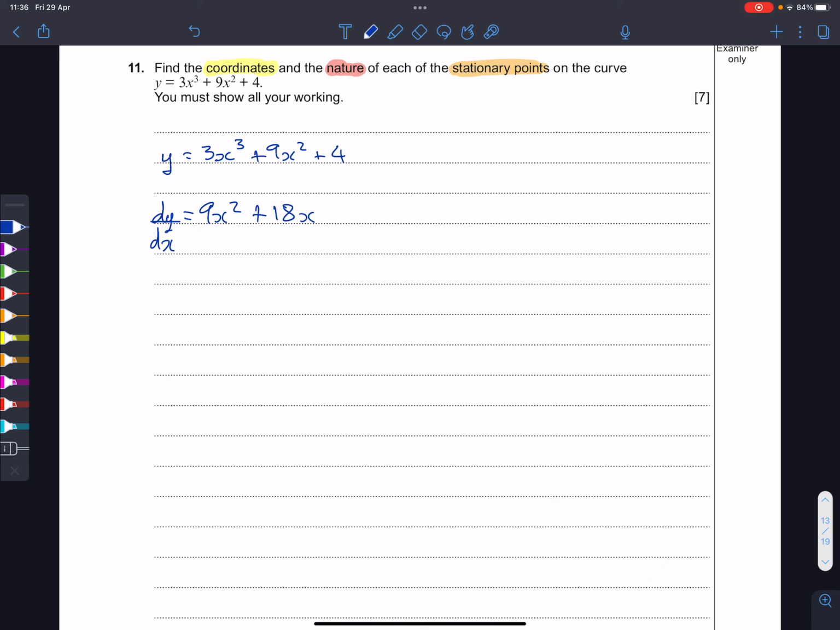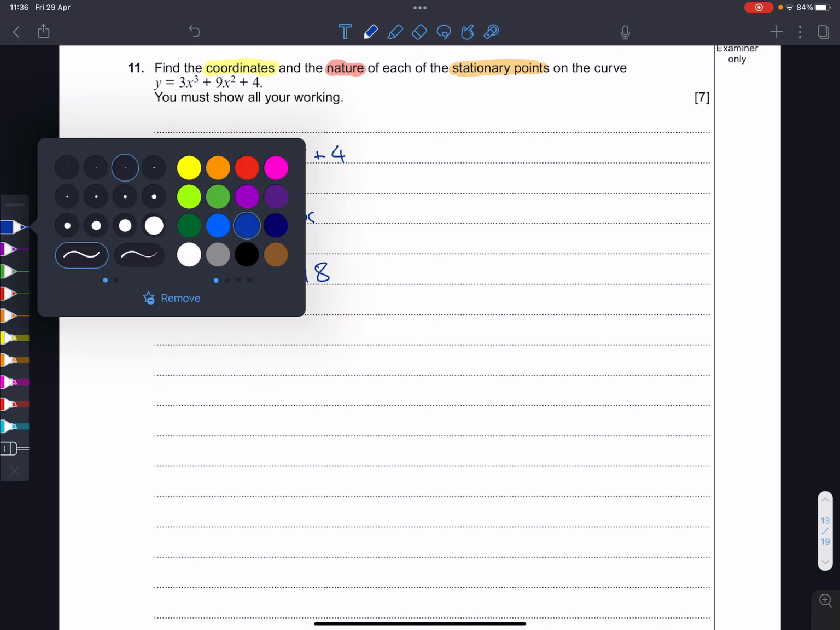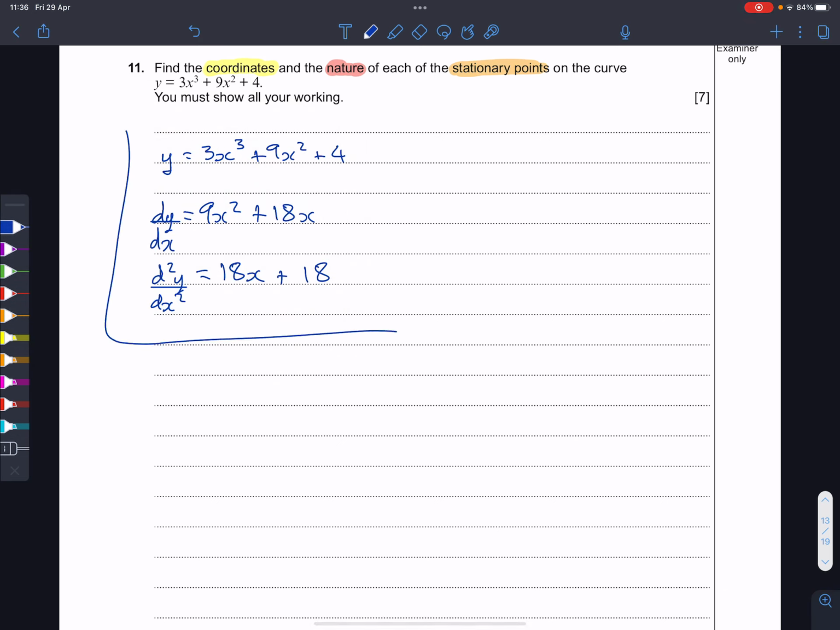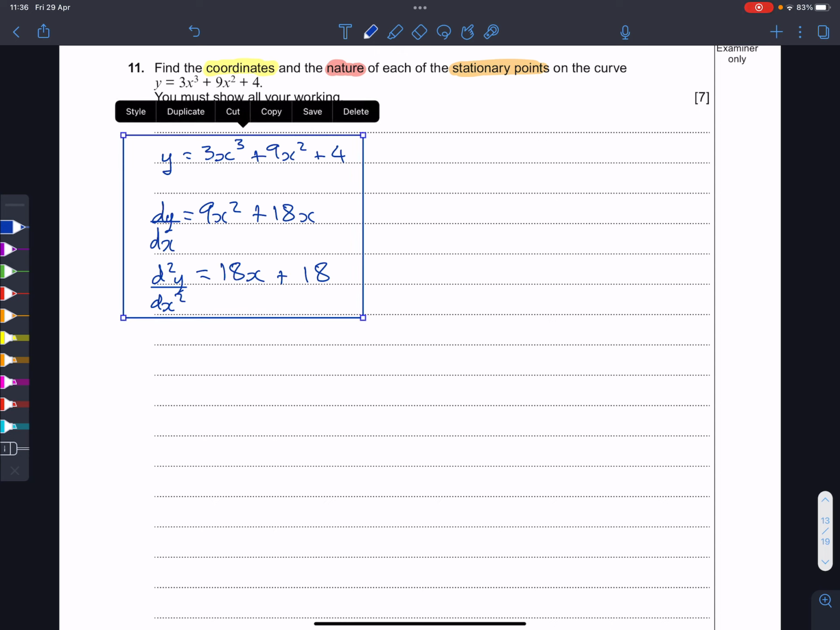Then I have my second derivative, so d2y by dx squared, and I will need this for the nature of the stationary points. So I'm going to differentiate again. 9x squared, as we've just seen up here, differentiates to 18x, and 18x will differentiate to 18. So these are my key bits of information for me to use throughout this question.